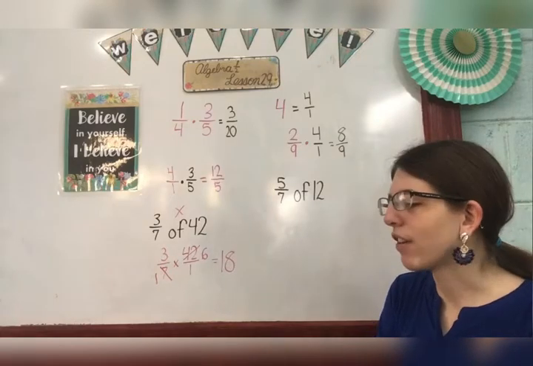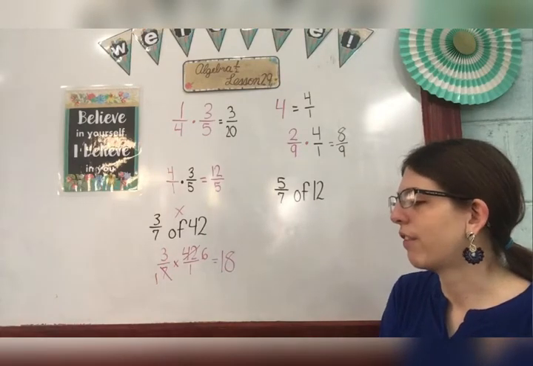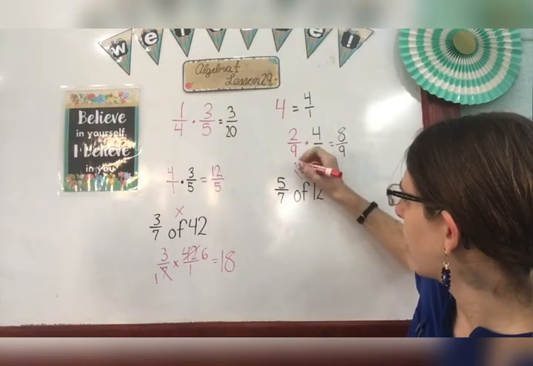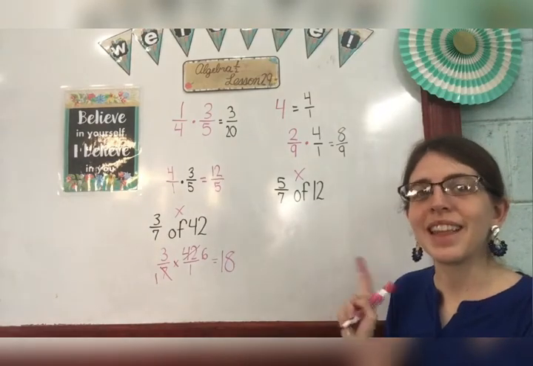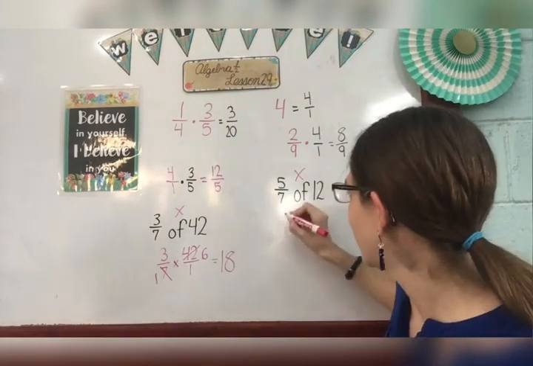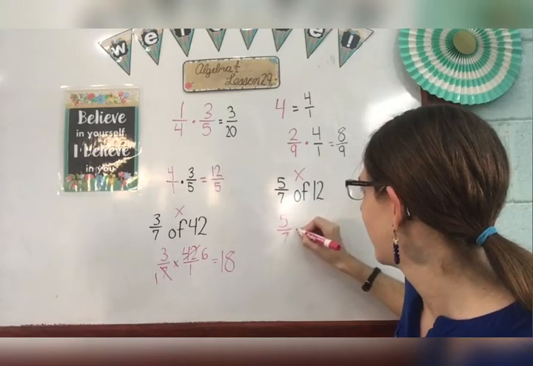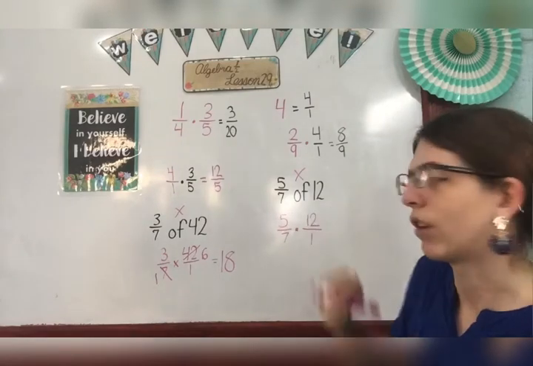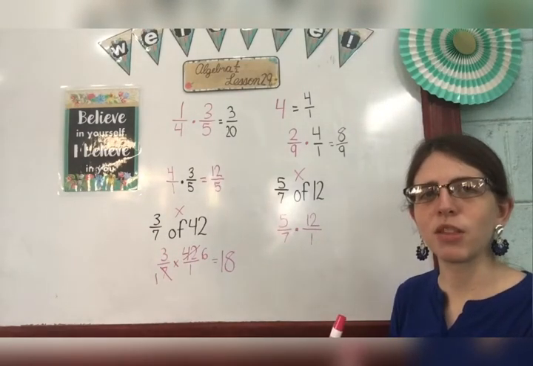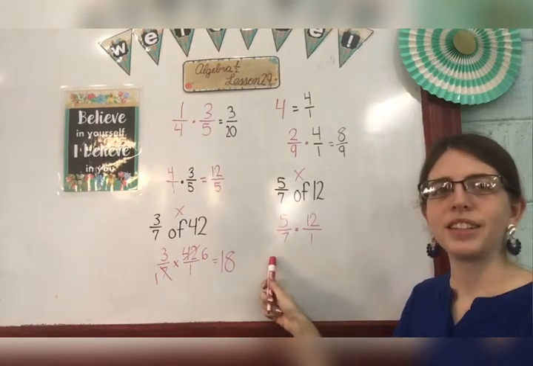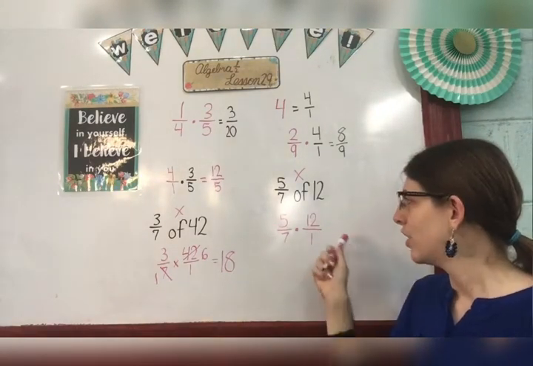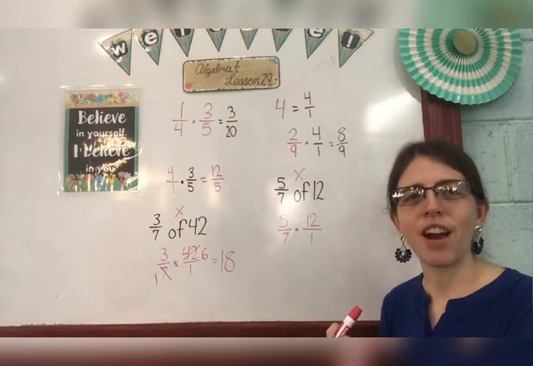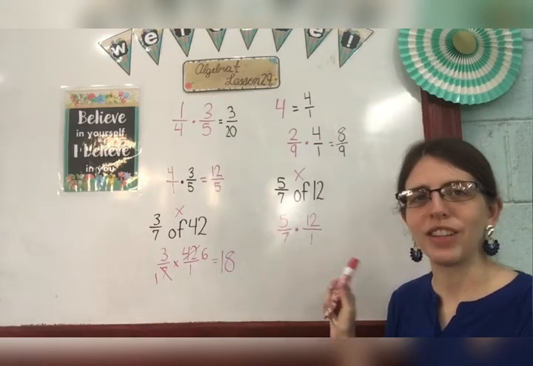Okay, now we have 5/7 of 12. Well, remember that of in algebra always means multiply. You're going to see that a lot, so you have to get used to it. So this means that 5/7 times, I'm going to change my multiplication sign to a dot, 12 over 1. Now I know there's a glare on the board, so it's hard for you to see, but this is a 5/7 times 12 over 1. Do they have anything that can cancel? No, 5 and 1 don't have any common factors besides 1. Same thing with 12 and 7.